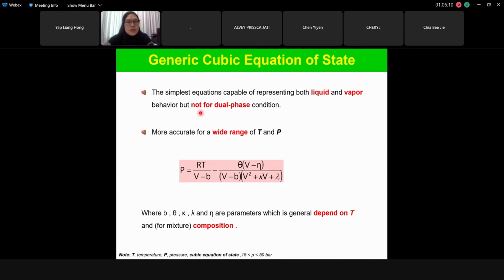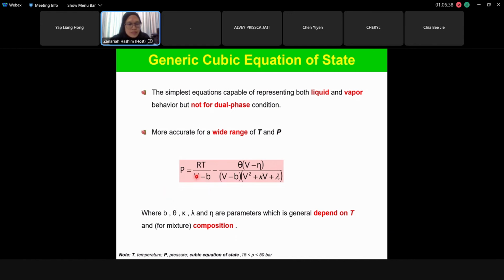All right, so cubic equation. This is the simplest equation capable of representing both liquid and vapor behavior, but not for dual phase condition. Okay, and it is more accurate for a wide range of T and P. So this is the general or the generic equation for the cubic equation of state.